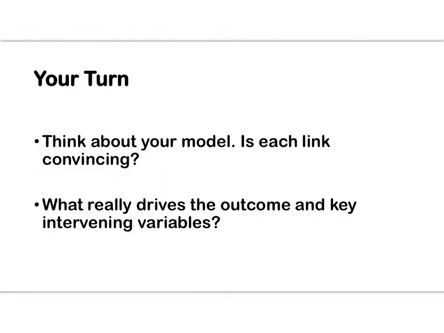Now it's your turn. Think about your model of your program and outcome, the mechanism you created for your program. Is each link convincing? How likely do you think that is? How strong? How big is that effect? If you find a weak link or two, think about what's really driving your outcome. What are driving key intervening variables?